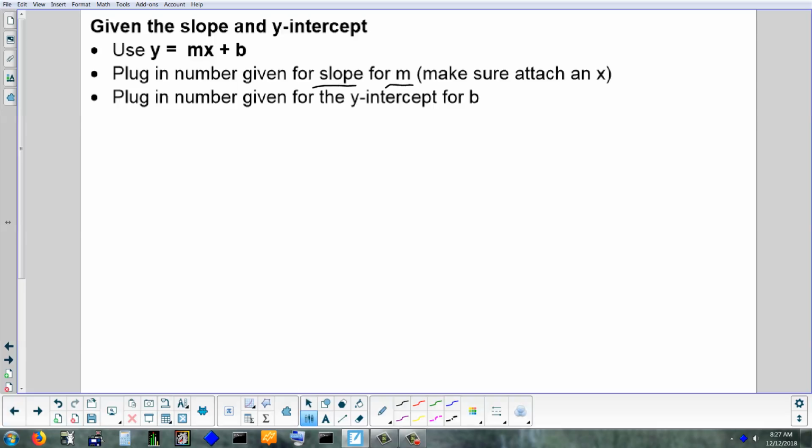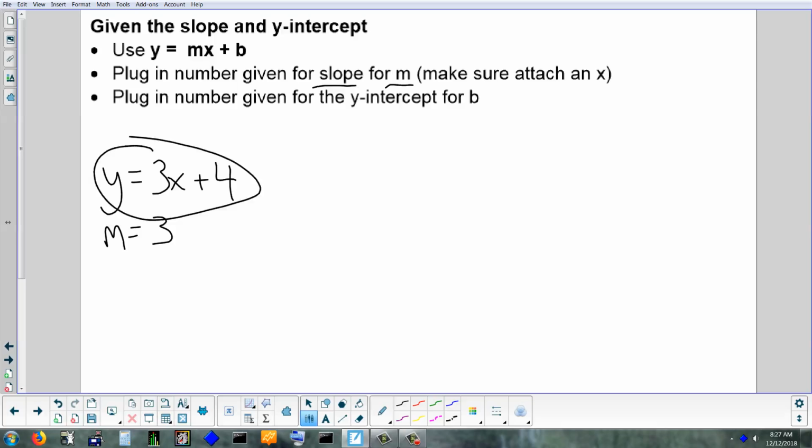Like last week, we did something like this, and we asked you to identify the slope. The slope in this is 3. Last week, we didn't want you to put the x, because the x just told us what the slope was. This week, we're going to give you the slope and the y-intercept, and you have to come up with this. So you have to make sure you put an x with whatever number we give you as the slope. It's the opposite of last week.